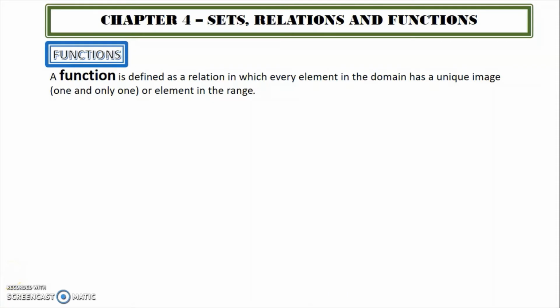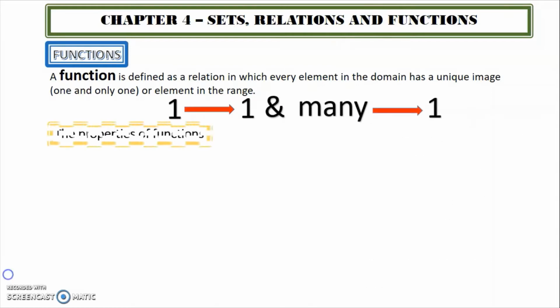In this video, you will learn part 3 of Chapter 4 Set Relation and Function, which is function. So what is function? A function is defined as a relation in which every element in the domain has a unique image, one and only one element in the range. In other words, a function is one-to-one relation and many-to-one relation.